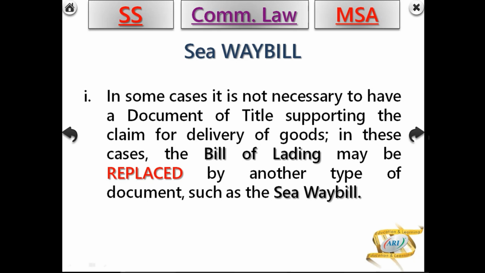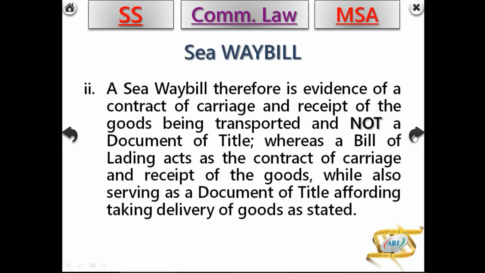So what are the circumstances? We know that bill of lading has got three functions. One, receipt of goods. Two, document of title. Three, evidence of contract of carriage. A seaway bill has only two functions: receipt of goods and evidence of contract of carriage. It does not cater to the element of document of title. That means there is no possibility of changing hands as to who is going to be receiving the cargo at the discharge port.